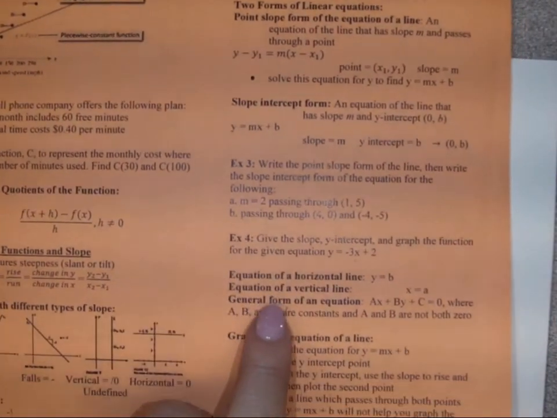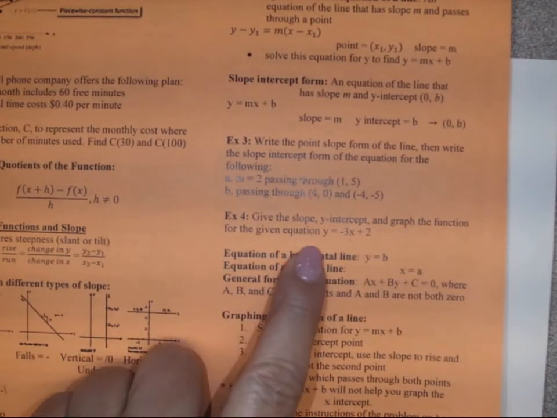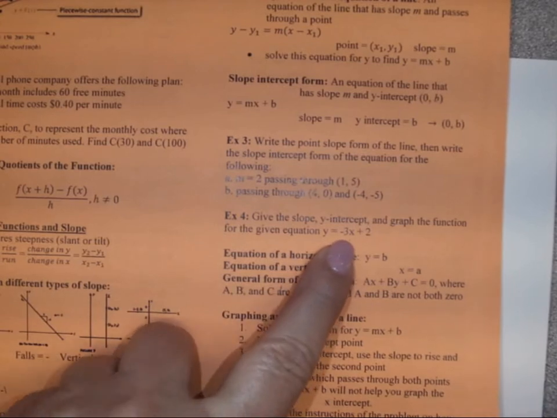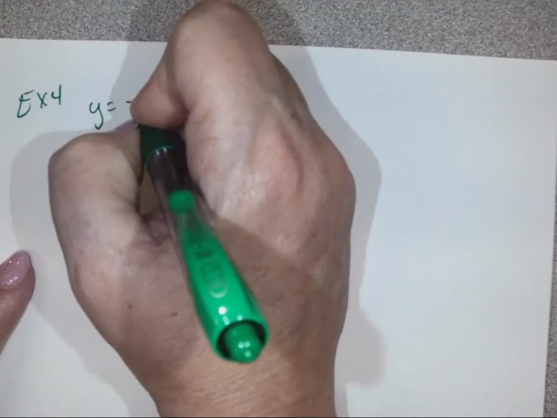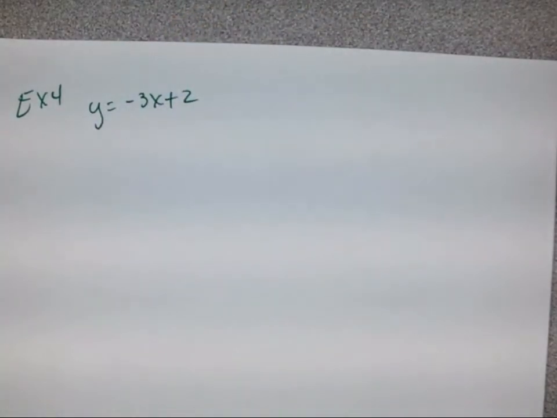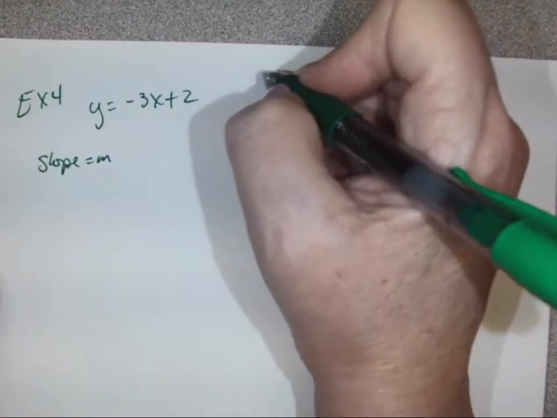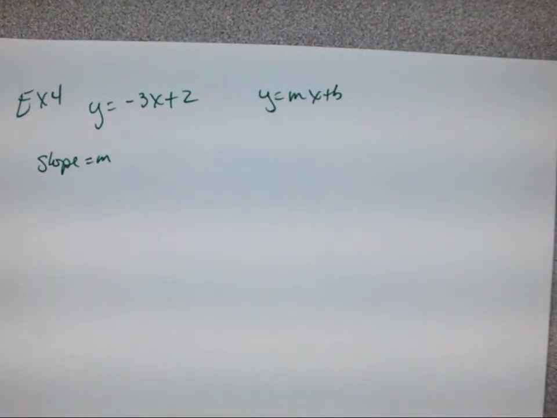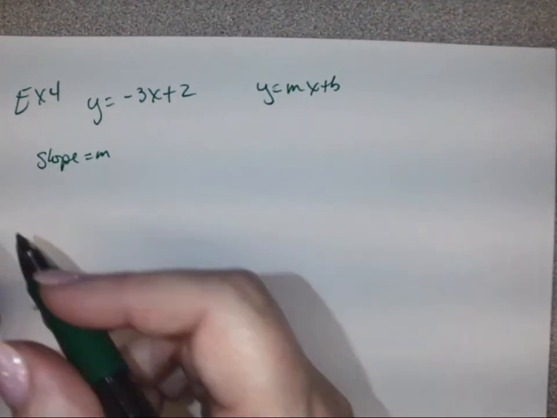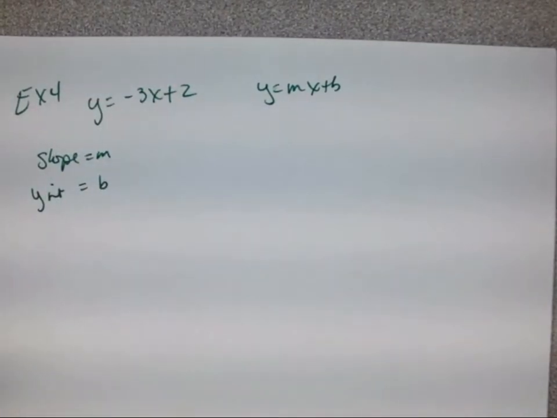So example 4 says to give the slope y-intercept and then graph the function for the given equation, y is equal to negative 3x plus 2. So our equation is y equals negative 3x plus 2, and we need to give the slope. Remember, the slope is equal to m, and our formula we're looking for is y is equal to mx plus b. So our slope is m, and our y-intercept is going to be equal to the b part.